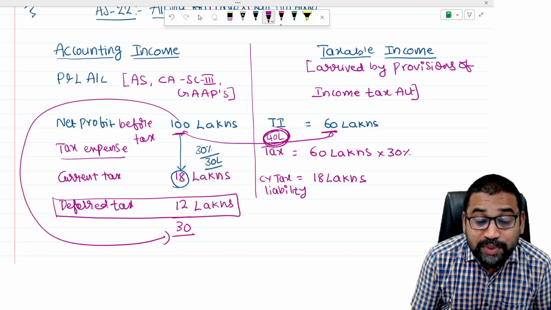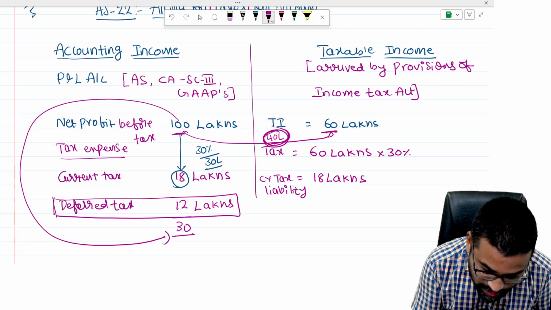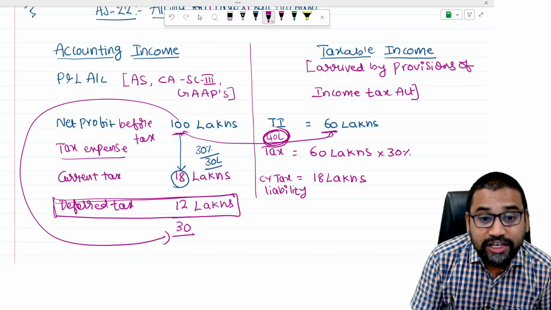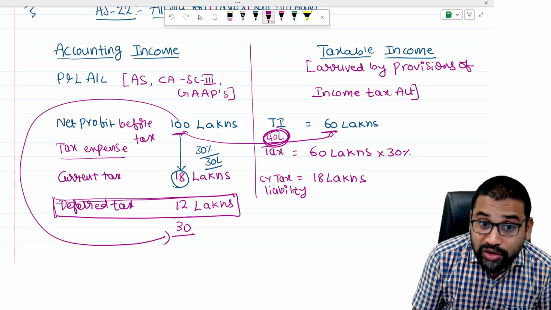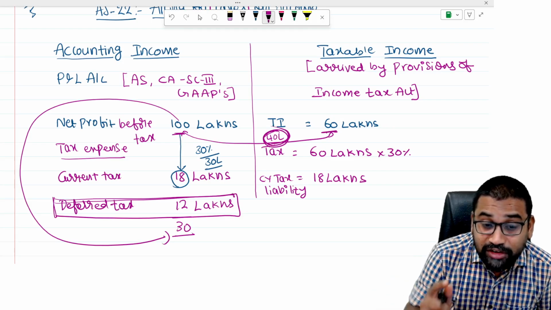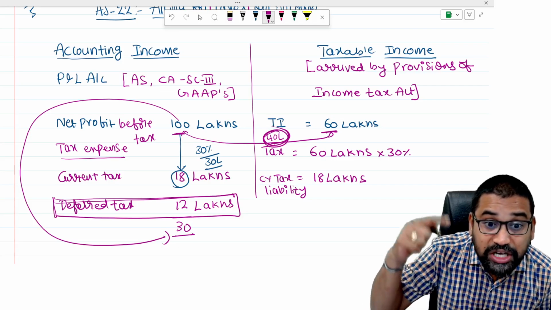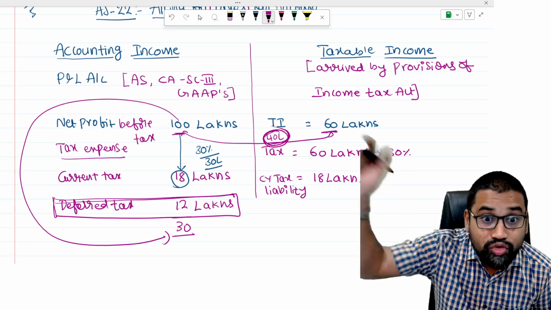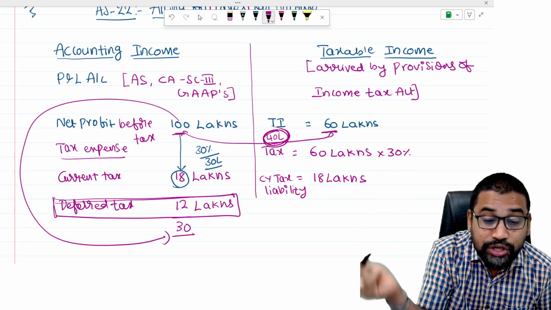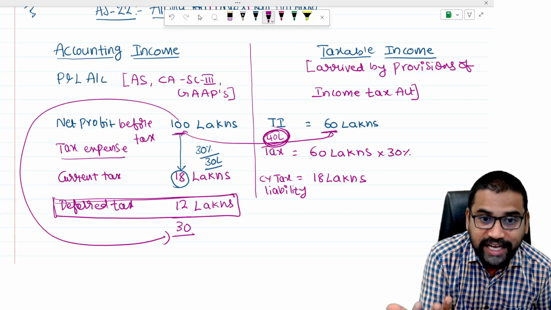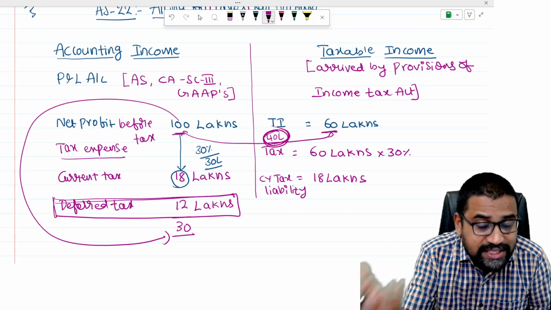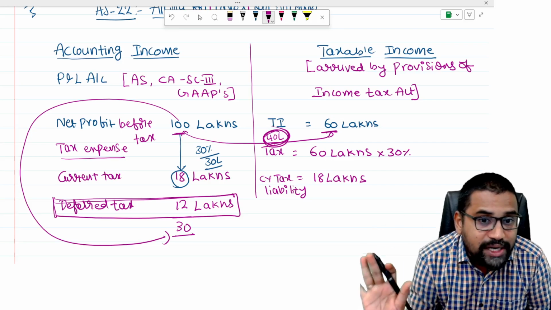Now how has tax expenses become 30 lakhs? Because they introduced a concept called deferred tax. Why did they introduce the concept of deferred tax? Because we know there is a difference between accounting and taxable income, and this difference is only a temporary timing difference which is going to be reversed in the future. Therefore you anticipate that, and correspondingly you recognize one item called deferred tax. This deferred tax can be deferred tax income, deferred tax asset or deferred tax liability.